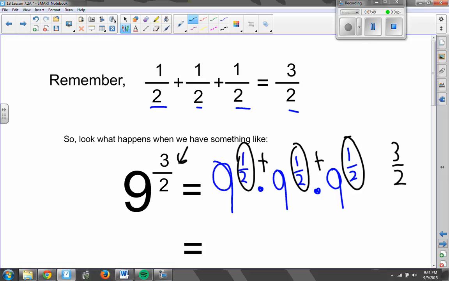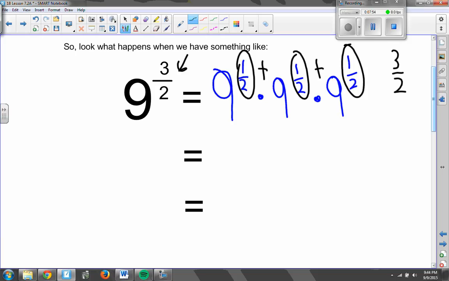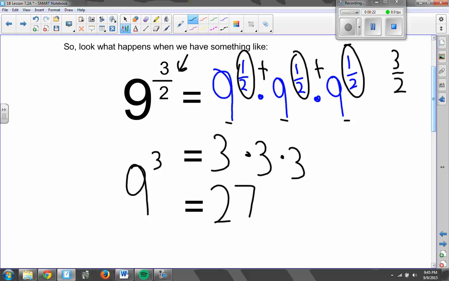Okay? The good news for us is we know what 9 to the 1/2 is from that last slide, don't we? 9 to the 1/2 we found before was 3, because if we multiplied 3 together 2 times, we should get 9. Okay? So 3 times 3 again, times 3 again, because these are all exactly the same expression. 3 times 3 times 3 again should give us 27. So what that means is 9 to the 3/2 power equals 27.